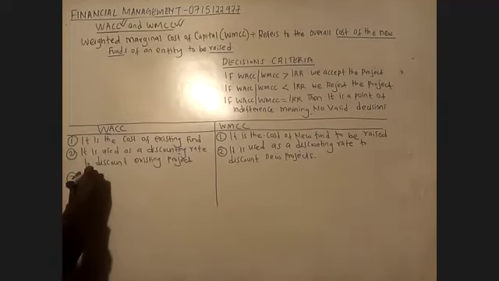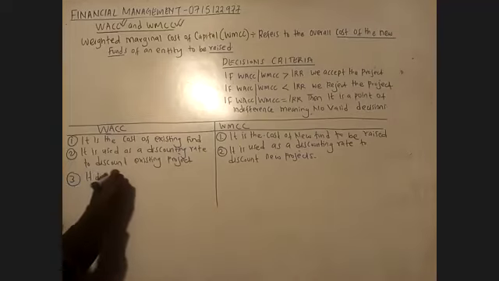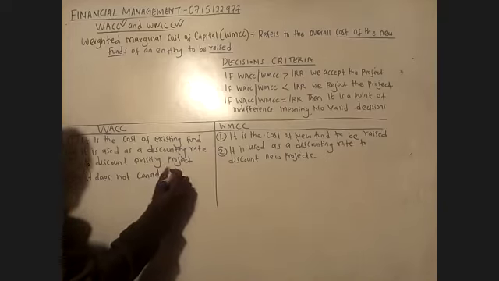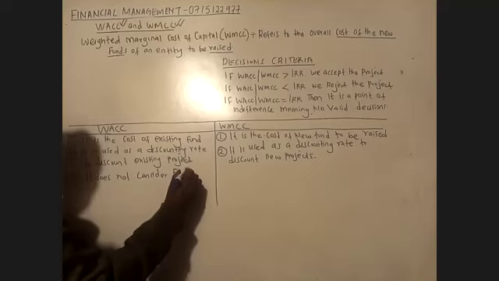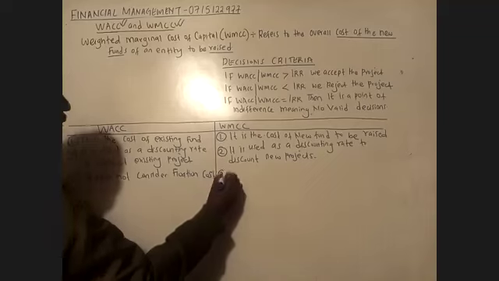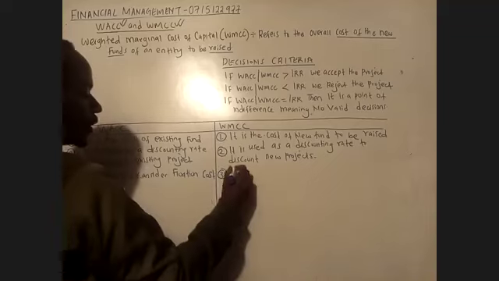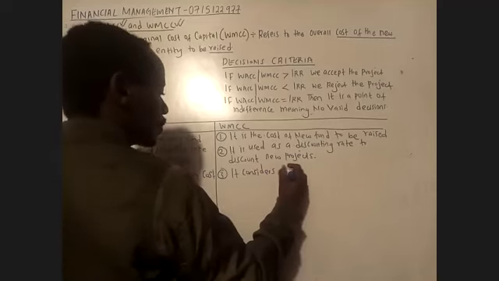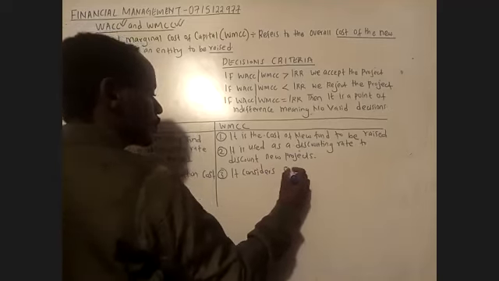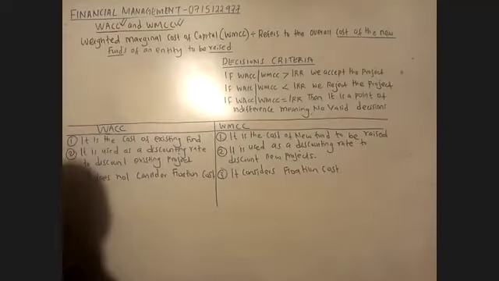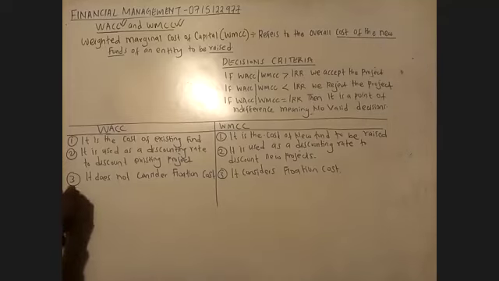Number three, WACC does not consider production cost. But number three, WMCC considers production cost. Number four, what's another difference?